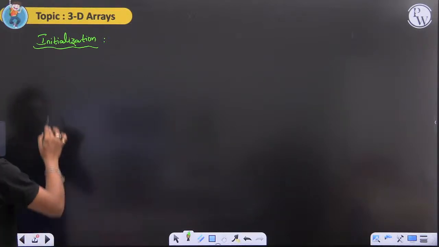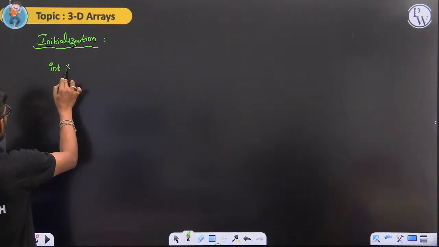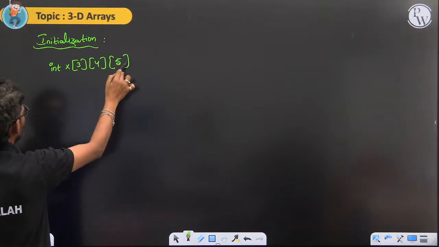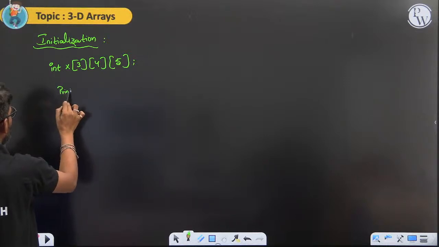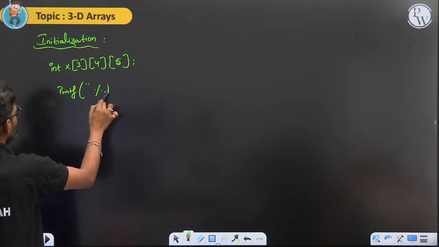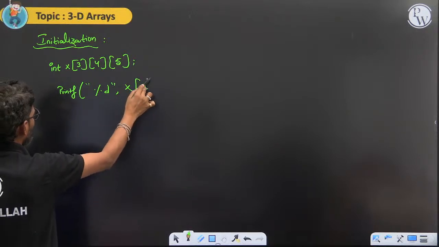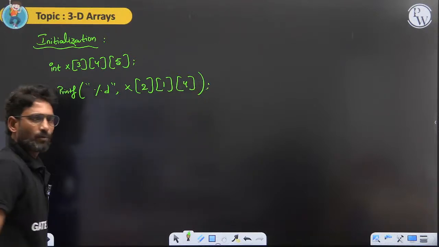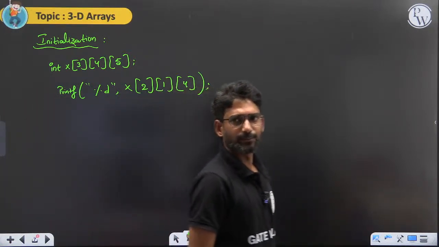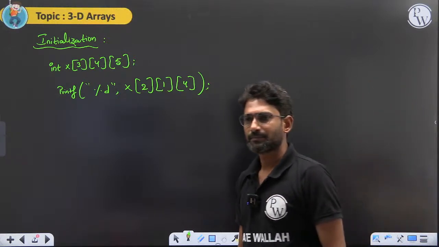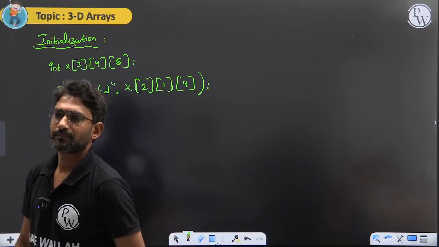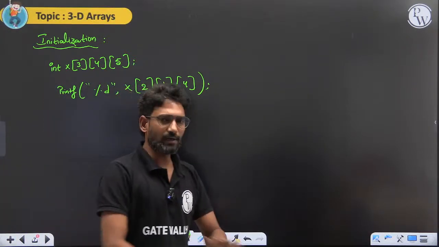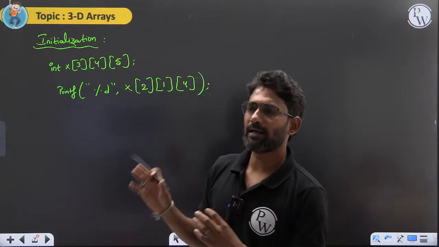So, suppose I say int x of 3, 4, 5, and suppose I print some value, x of 2, 1, 4. What value will I be getting? What value do I get? I have not given any value, right?